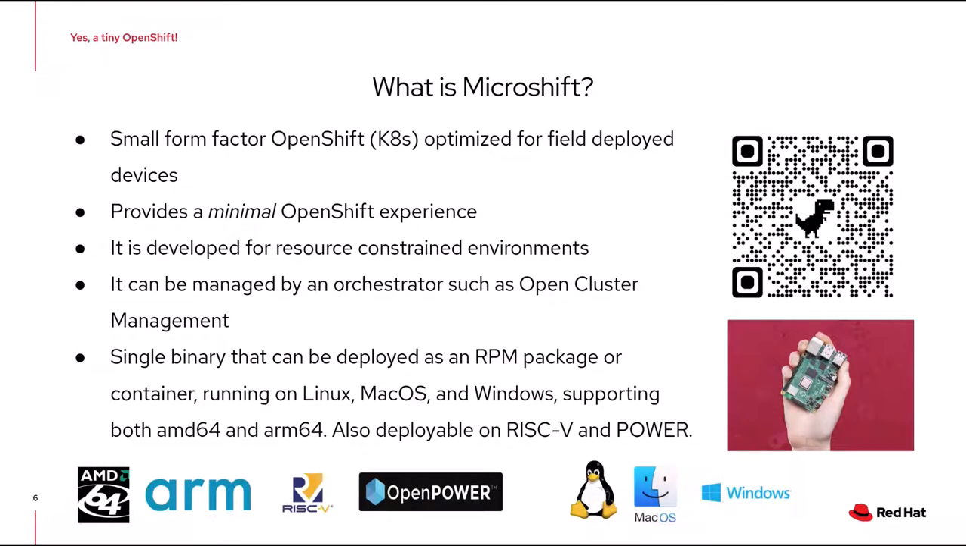If we want to run the IBM Federated Learning Library in a cloud-native fashion, we need a platform that supports our edge computing use cases. We are presenting here a new Kubernetes distribution optimized for edge devices called MicroShift. MicroShift is a small form factor Kubernetes distribution that provides a minimal OpenShift experience. For those who don't know, OpenShift is Red Hat's Kubernetes distribution.